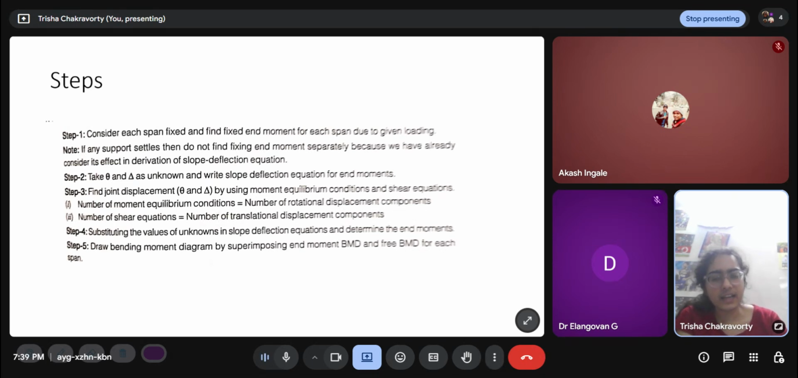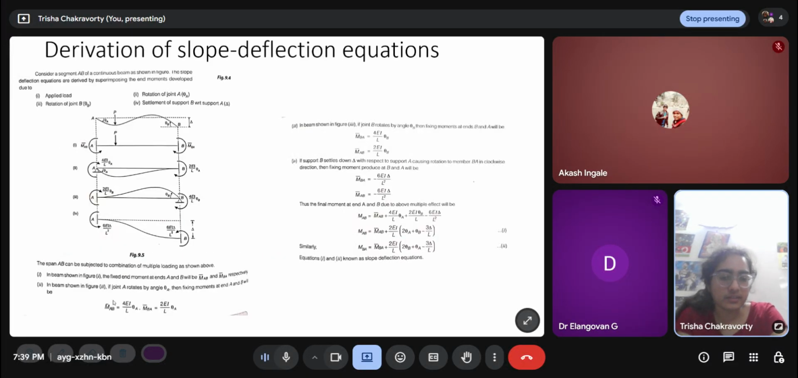Step two: take theta and delta as unknowns and write slope deflection equations for end moments. These are the two equations, this one and this one. For every member, you will have two equations.